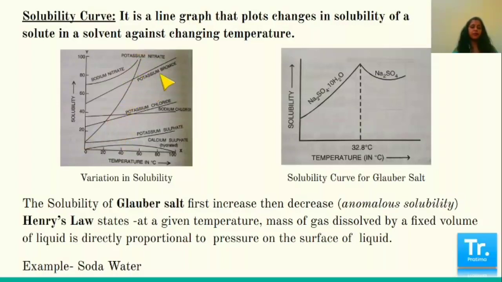Whereas potassium bromide, potassium sulfate, they will increase, but will have a gradual trend of increasing. Whereas if we talk about calcium sulfate, it increases and then after a particular temperature it decreases down. The same with Glauber's salt, it increases and then it decreases. Such a solubility is known as anomalous solubility. This is Glauber's salt which first increases and then decreases.